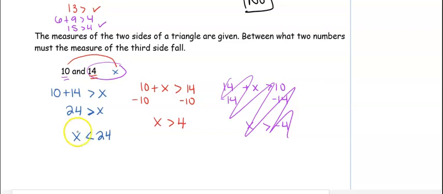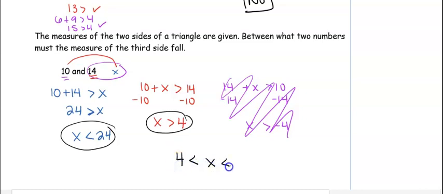I then take those pieces and put them together. So I know it has to be less than 24 and it has to be greater than 4. I put that in my range. 4 is less than x, which is less than 24. If you cover up the right-hand side, you see x is greater than 4. If you cover up the left-hand side, x is less than 24. So my values are anything between 4 and 24, but it can't be 4 and it can't be 24 because it doesn't say less than or equal to.